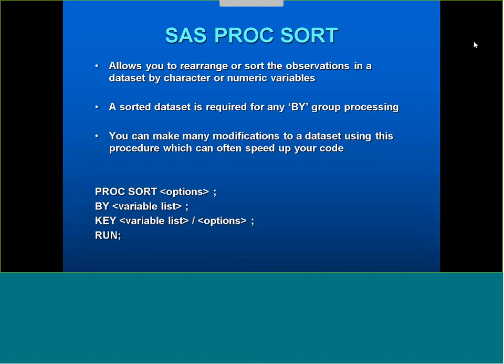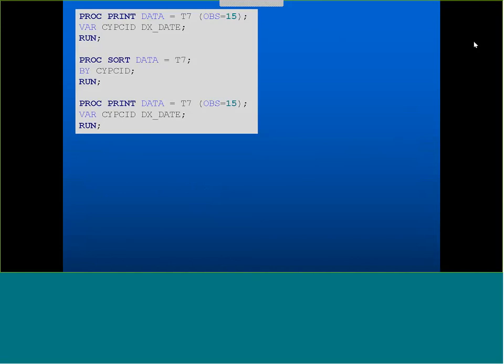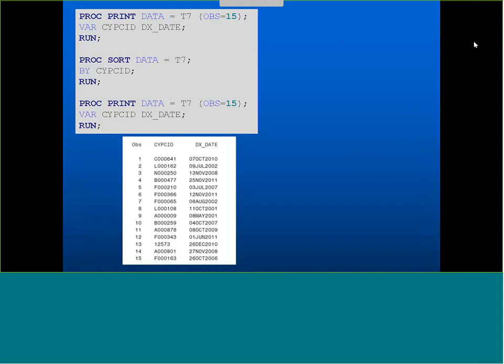So again, the standard options and syntax for Proc sort are below, and the only difference here is this key command, which I will explain shortly. But here I'm running this statement, so I'm going to actually print the data set before, only the first 15 observations of the data set. That's what obs equals 15 means. Then I'm going to sort the data set by cyp-c ID, and then I'm going to print it again, and you'll be able to see the difference.